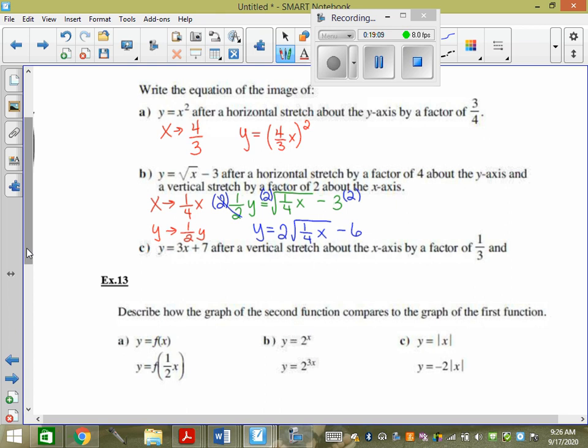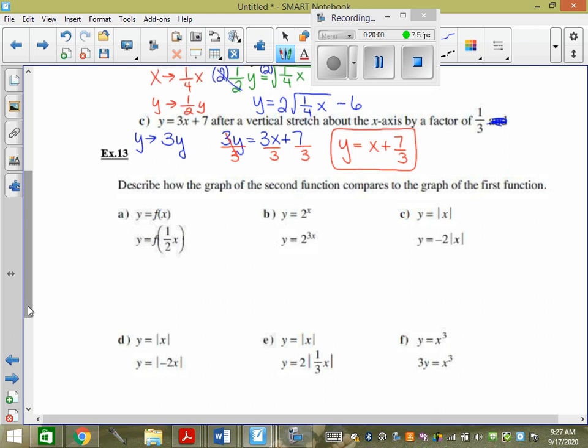Then C has a vertical stretch about the x-axis by a factor of 1/3 and nothing else. So we know our y is going to be replaced with 3y, because replacement's always the opposite. So I'm going to get 3y equals 3x plus 7. Then how do I get y by itself? Divide by 3. Do all of them. So I get y equals x plus 7/3. So you have to remember to apply it to all of the terms, which is where the error comes in.